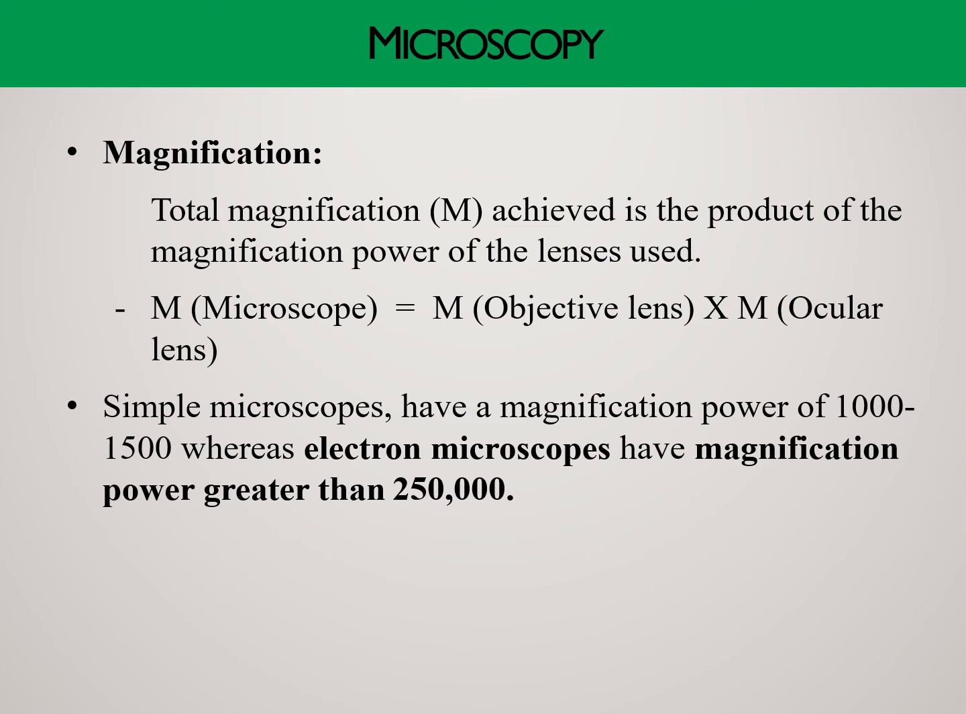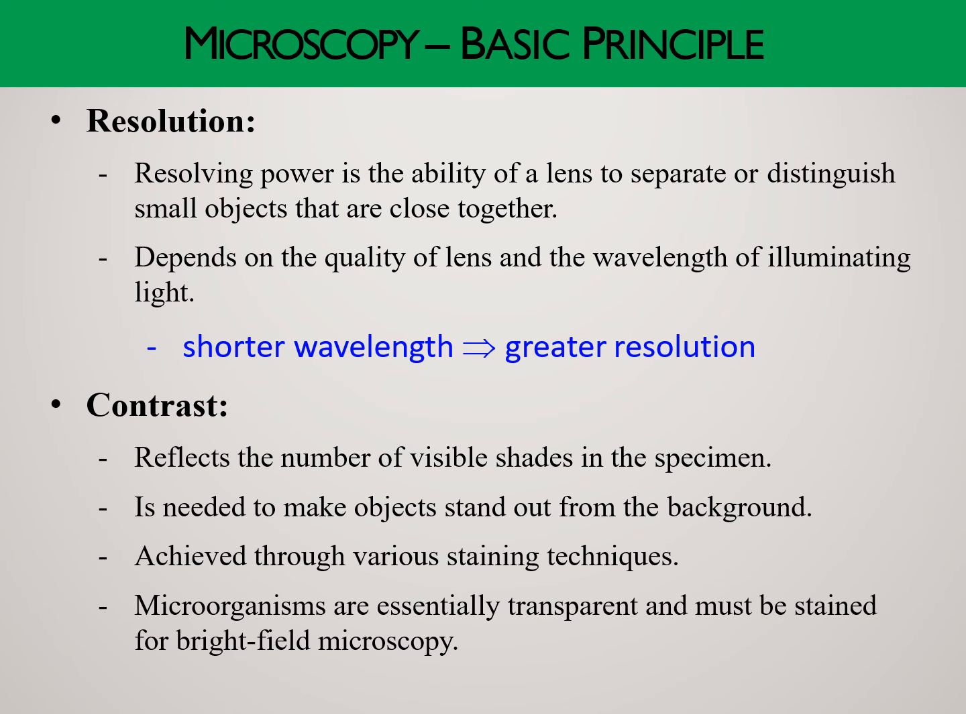In a simple microscope, the magnification power is about 1000 to 1500, whereas in an electron microscope it can be greater than 2,50,000. So the differentiation of magnification power between the simple and compound microscope is mentioned here. Now the next is resolution.